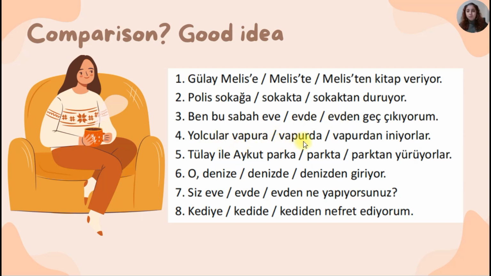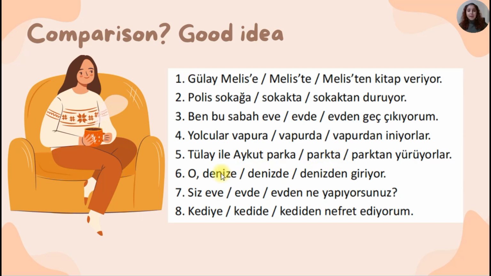Yolcular vapura, vapurda, vapurdan iniyorlar. İnmek, to get off. And it is related with place changing and getting further. And I will say the passengers, yolcular, getting off from the ferry, vapur. I have to say vapurdan iniyorlar. And if the verb is binmek, to get on, to get in, I have to say vapura biniyorlar because now it is direction and they are getting close to the ferry. Okay. Vapura biniyorlar, vapurdan iniyorlar.